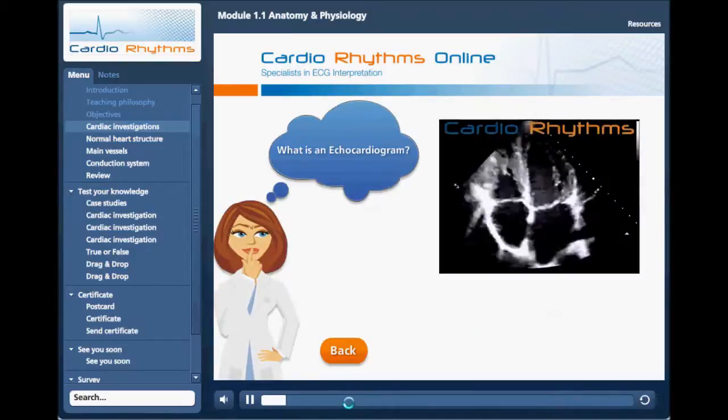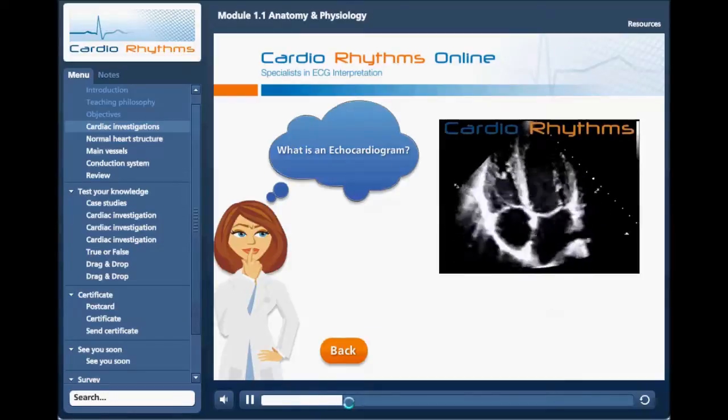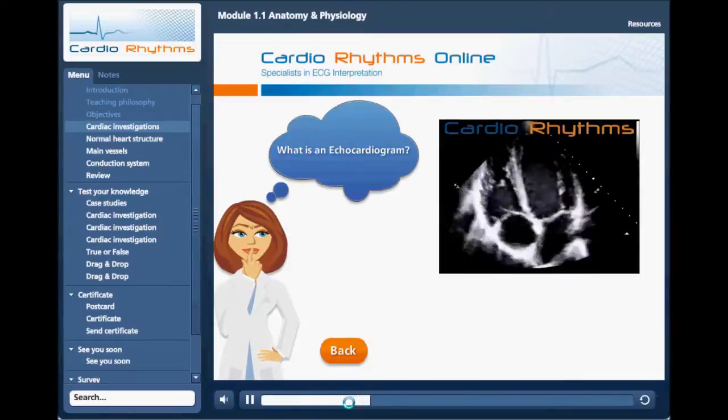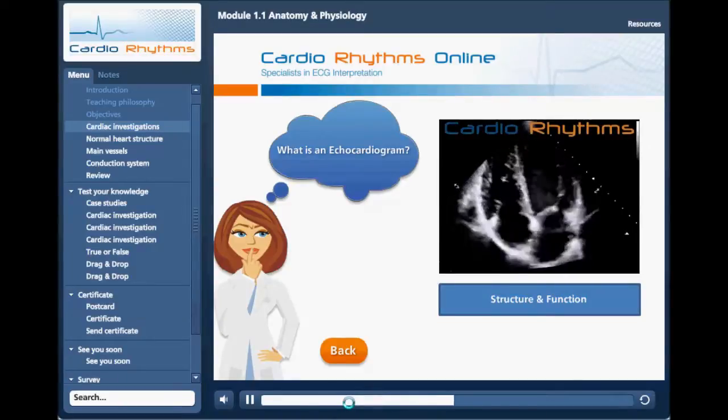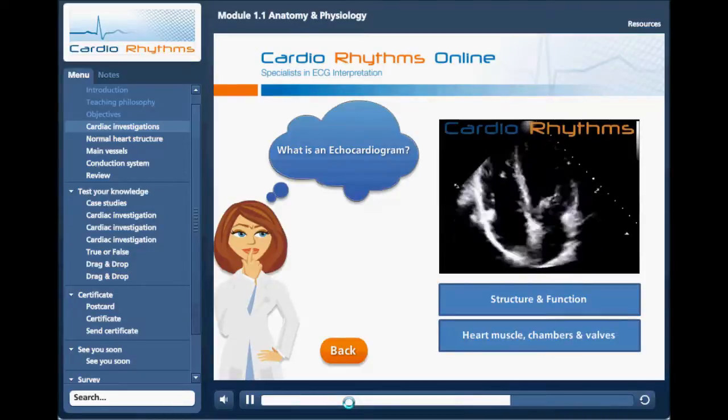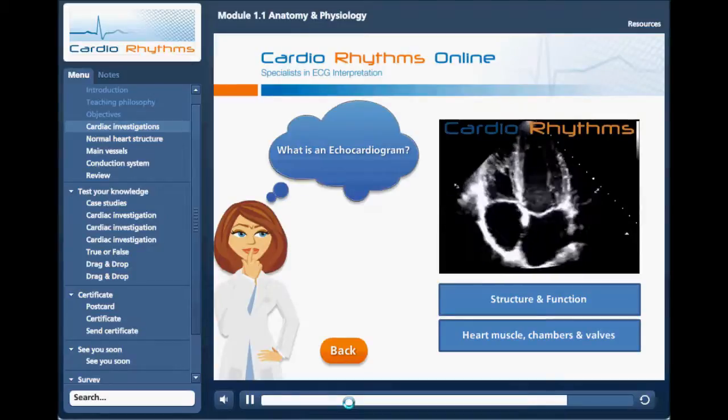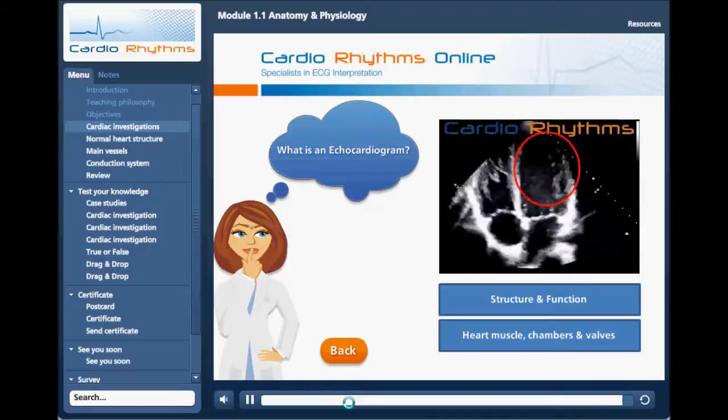An echocardiogram is a cardiac ultrasound examination which gives us information about the structure and function of the heart. The structures include the heart muscle, the heart chambers, and the heart valves. Because the image is moving, we can also assess heart function. For example, how well the ventricles are contracting or how well the valves are opening.